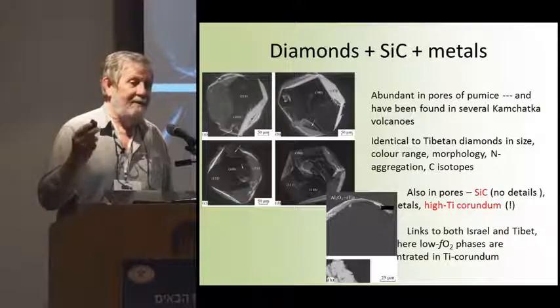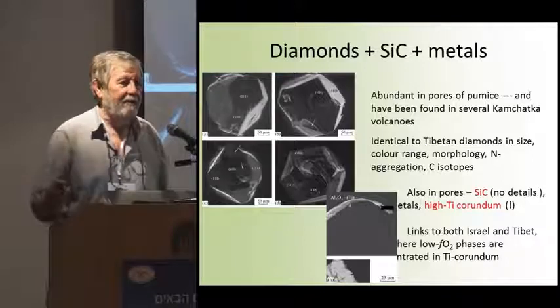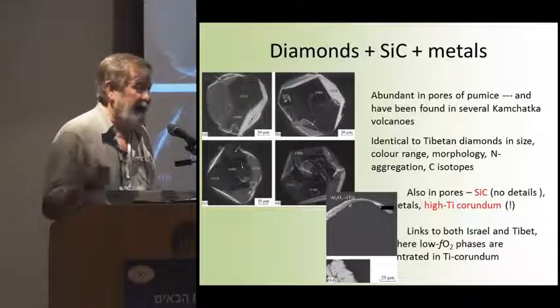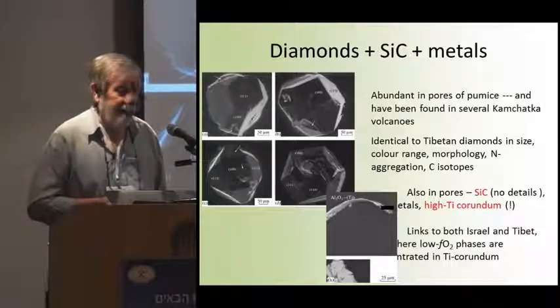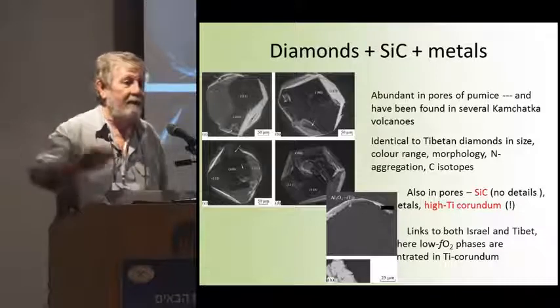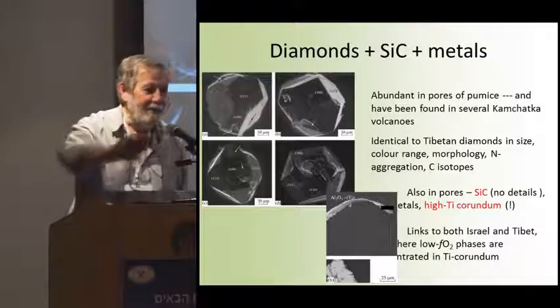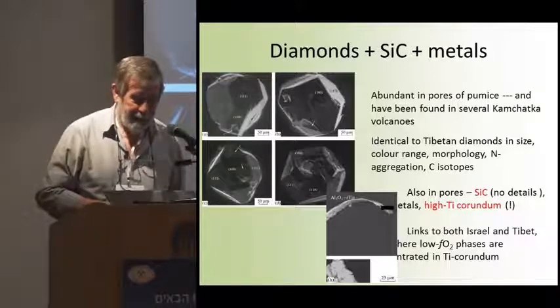Now that's really exciting, and it turns out that if you go back in the literature, the Russians have been describing diamonds like this from the Kamchatka volcanoes for quite a few years, in fact. And of course the Western diamond mafia sort of brushes it aside because it doesn't fit with the conventional model for making diamonds, same as they did with the stuff from Tibet.